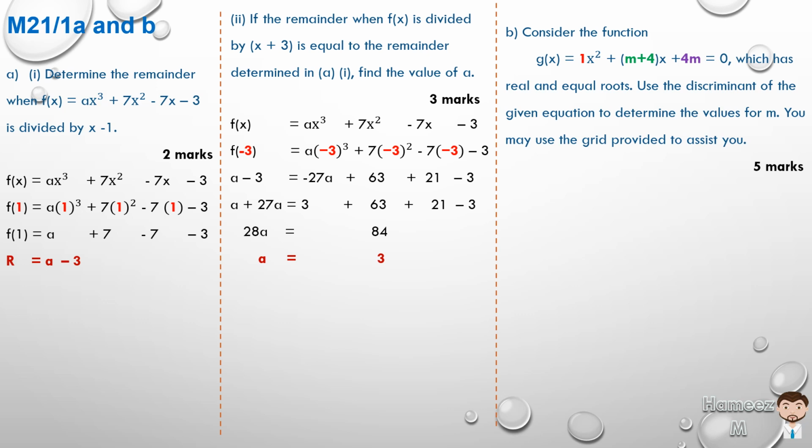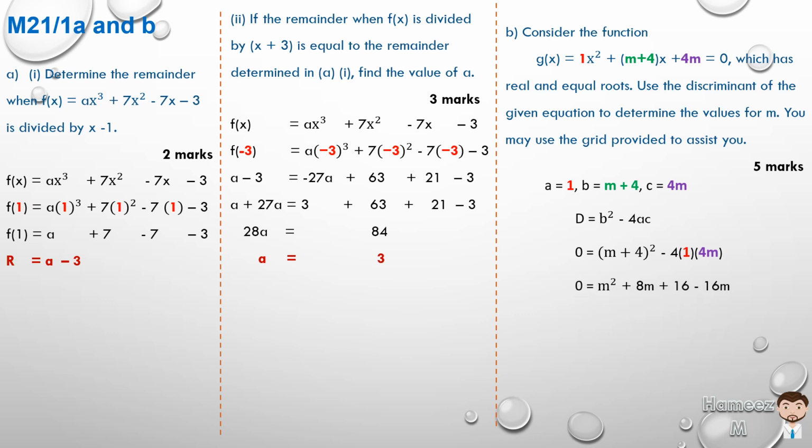So we know from the function that the coefficient of x squared is 1. So we say a is equal to 1, b is equal to m plus 4, and c is equal to 4m. And to recall from the quadratic formula, x equal to minus b plus or minus the square root, whatever is in the square root is the discriminant. So we can write discriminant is equal to b squared minus 4ac. Since it has real and equal roots, the discriminant works out to be 0. So 0 is equal to, and we just substitute, (m plus 4) squared, that's b squared, minus 4 times 1 times 4m. And we can expand.